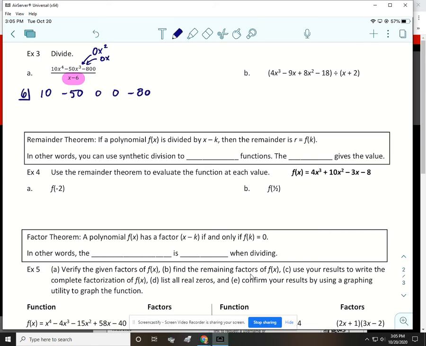All right, so to the right of the box, we write all of our coefficients and our constant from our dividend. Okay, then you're going to leave a space so we can write numbers, and then you're going to draw a line.